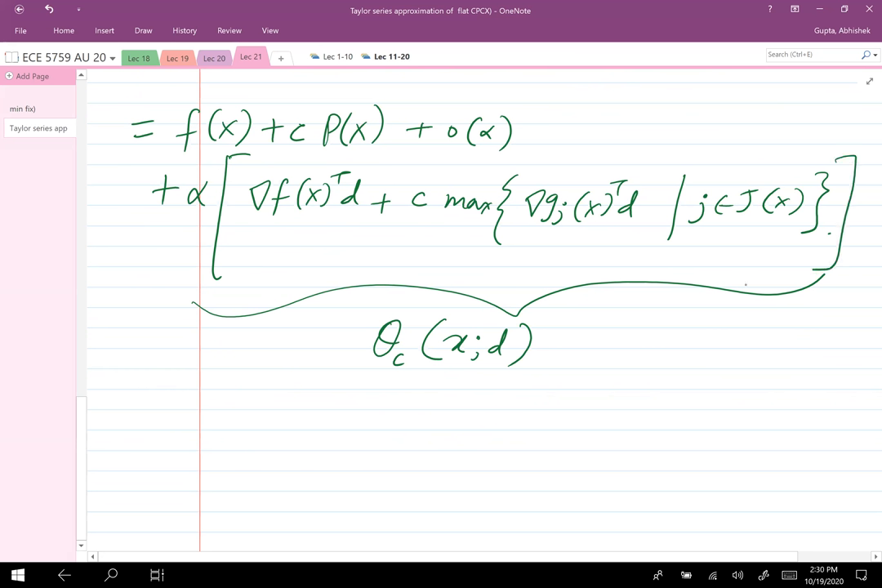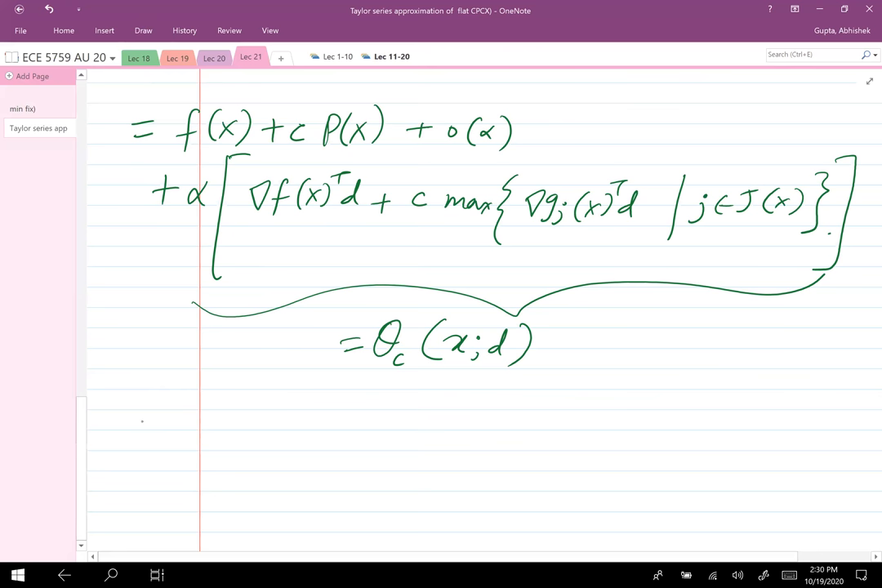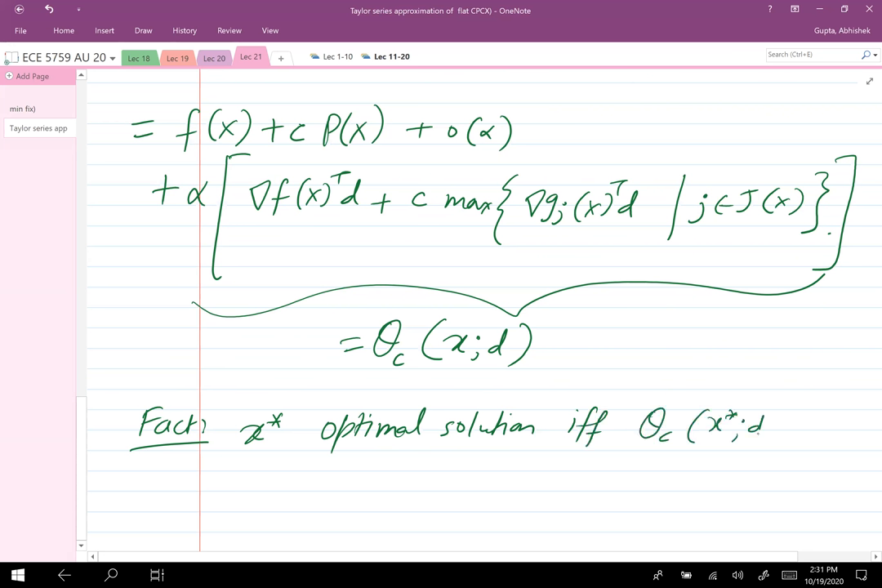What is inside the bracket is referred to as theta_c(x; d), and a property of the optimal solution is: x star is an optimal solution if and only if theta_c(x star; d) is non-negative for all d in R^n. So no matter which direction d you want to take a step in, your theta_c is supposed to be non-negative at x star.